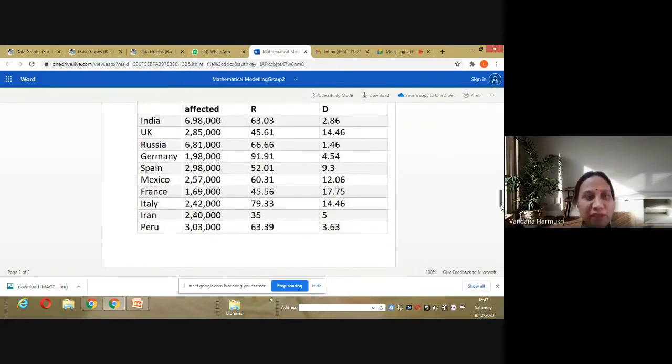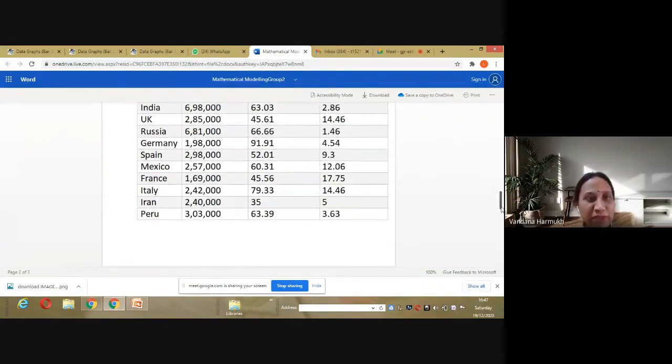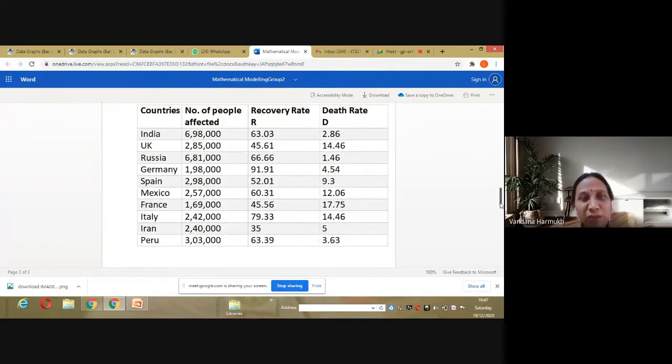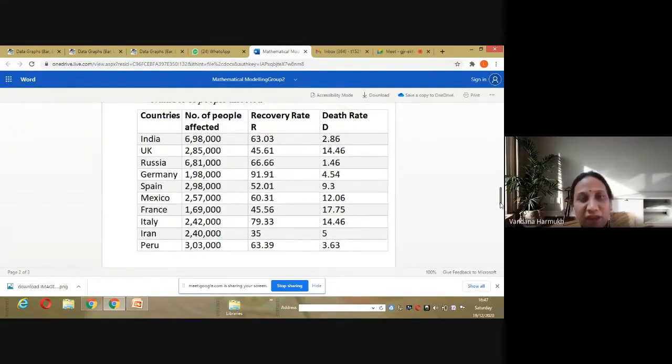Again, the same countries: India, UK, Russia, Germany, Spain, Mexico, France, Italy, Iran, and Peru. So these are the number of people affected. This is the recovery rates. Again, it has been rounded off to two places. And these are the death rates.